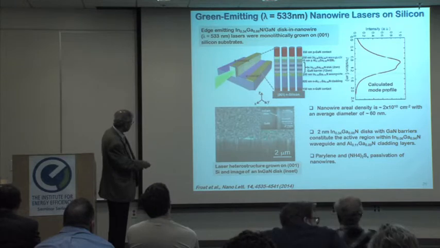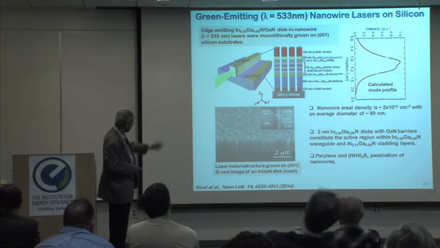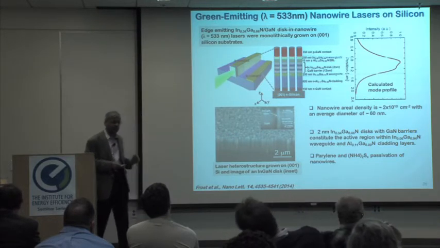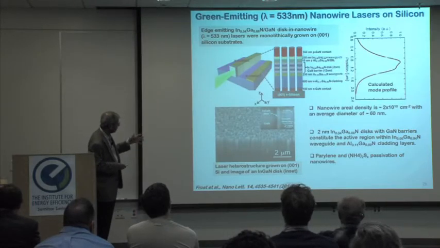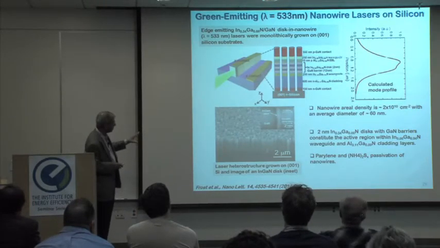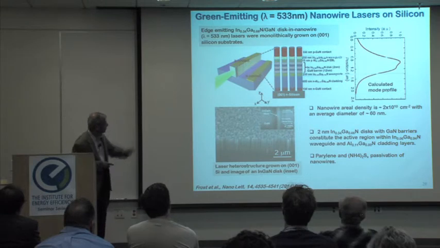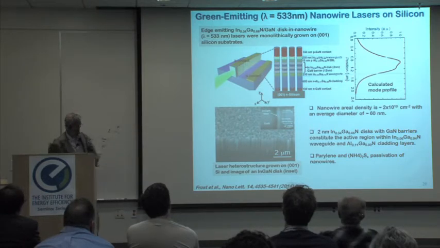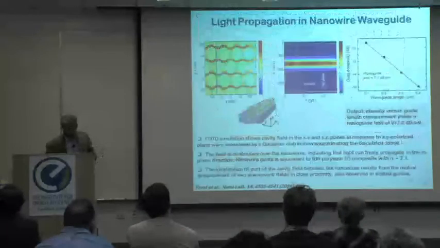And here's the forest of nanowires, and of course we have learned what the ideal density should be, so we keep it around 5 times 10 to the power 10 per centimeter square. And that's the mode profile. It's quite leaky, but that's the best we could do at this time.